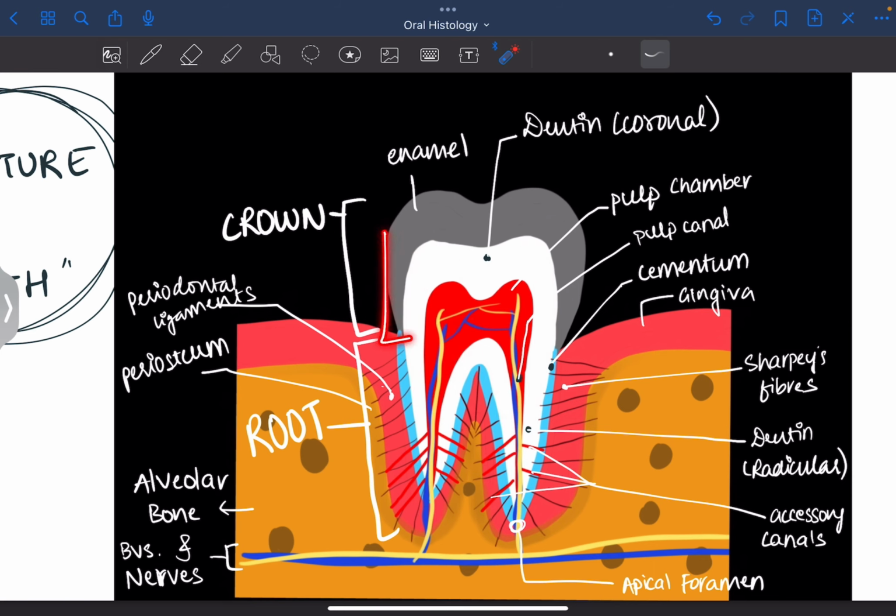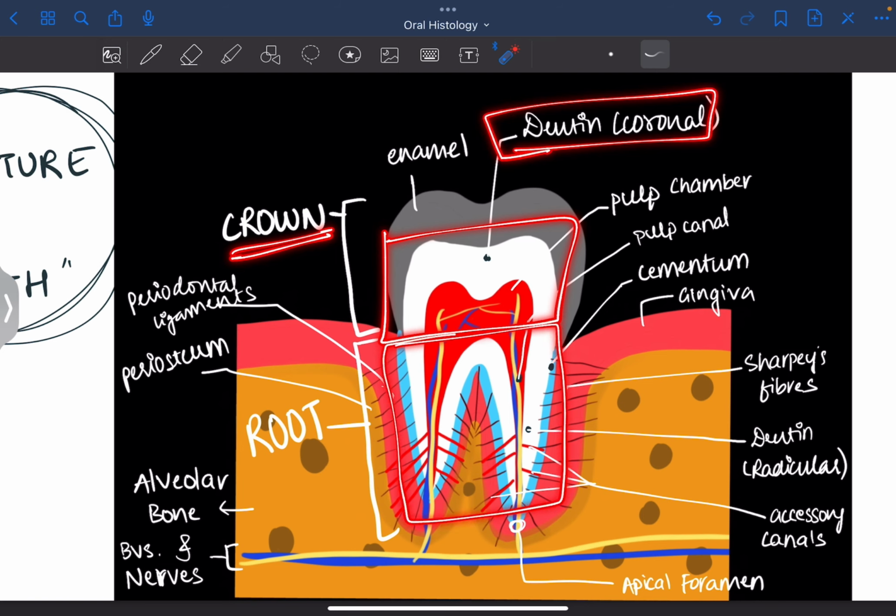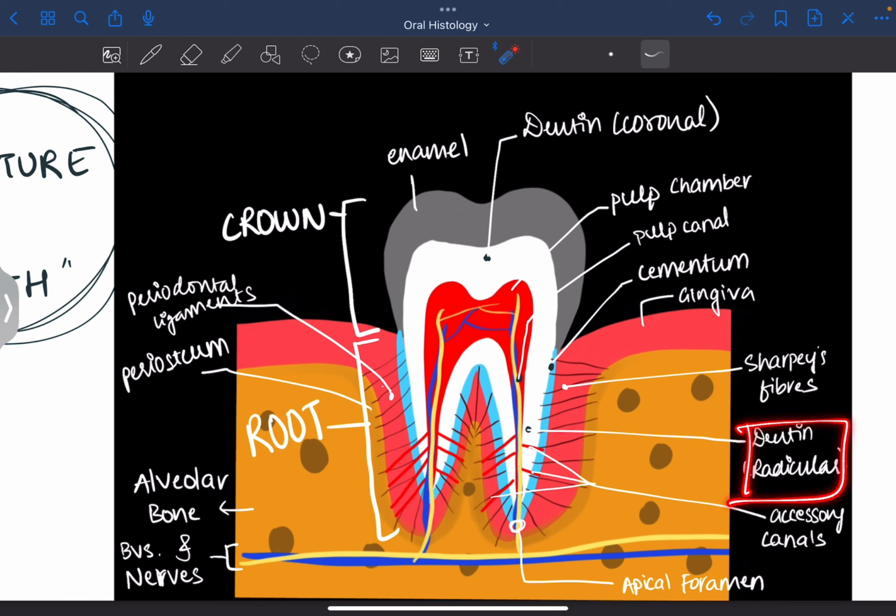Now the dentine present in coronal portion or the crown portion is called the coronal dentine, and the dentine present in root portion is called the radicular dentine. Covering the radicular dentine is our cementum. The next thing is, this will be the pulp chamber and this will be the pulp canal.